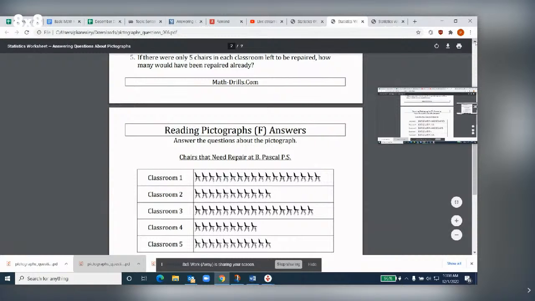So we want you guys to be familiar with different types of graphs, and picture graph is a pretty common one. So I'll go ahead and post a couple more practice picture graphs in Google Classroom today, to let you guys work on that.